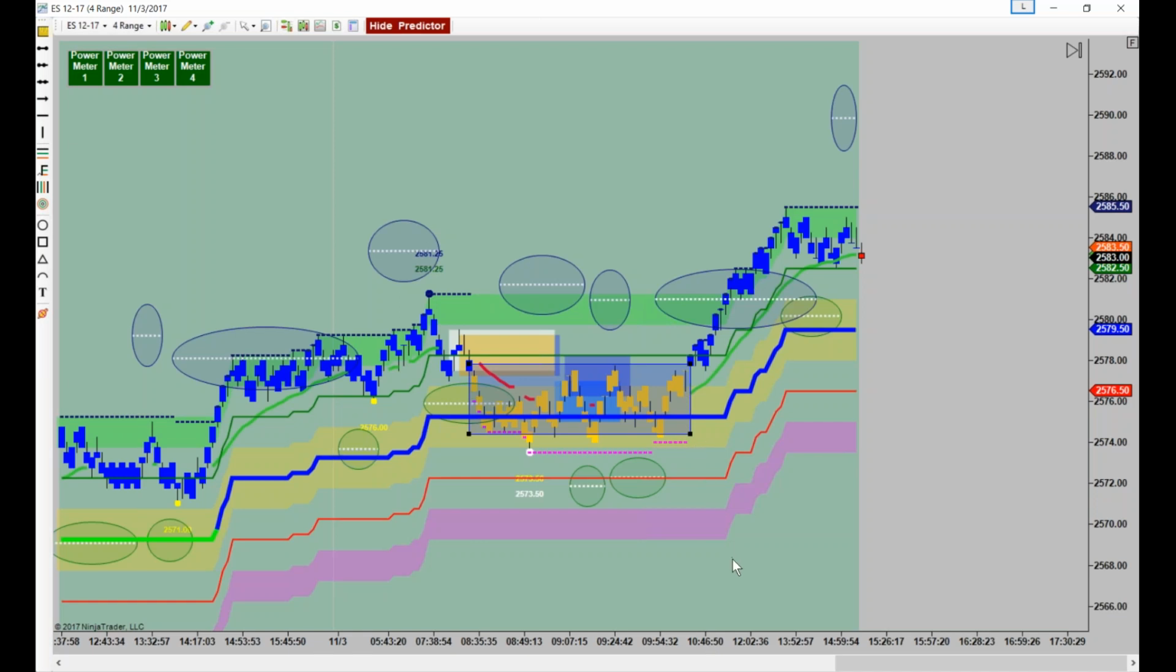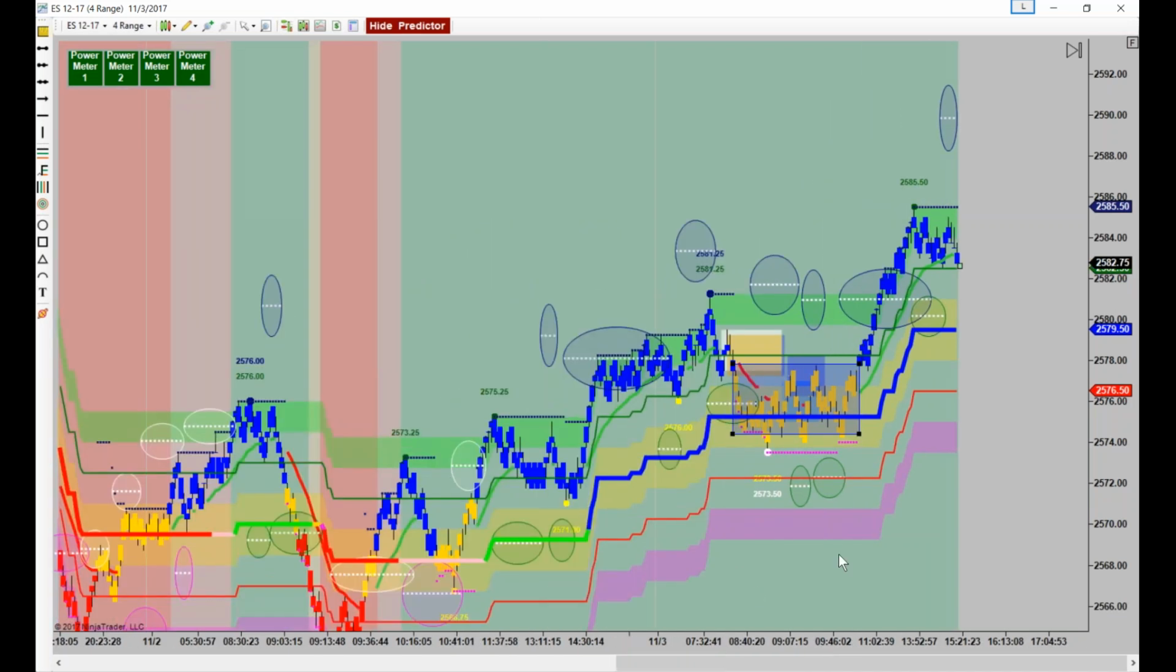It comes back and kisses. You could purchase again. See where this popped up and pulled right back into the box. You could buy it right there. But that's not my idea of a lot of movement.